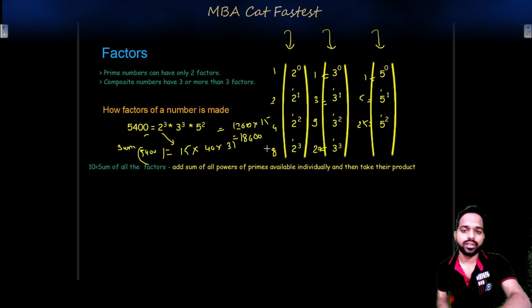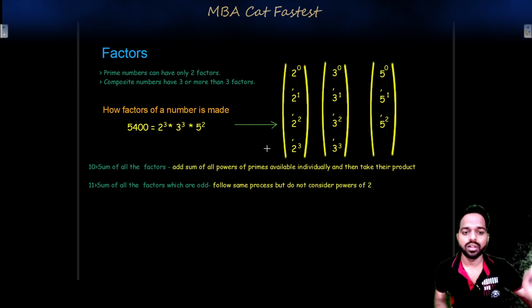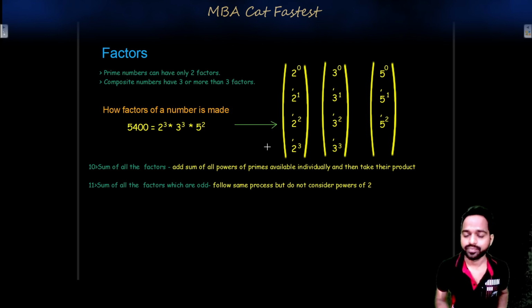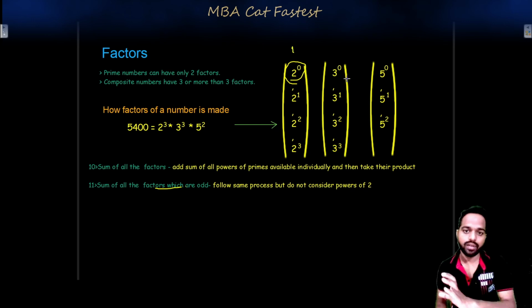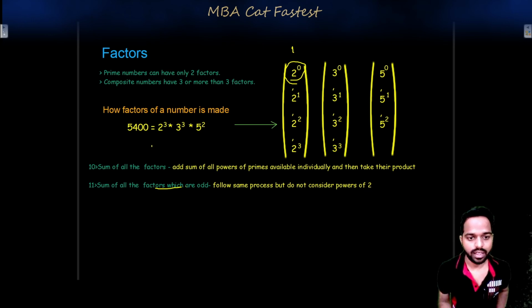Now let's say in another condition, the question is being asked to find the sum of all the factors of 5400 which are odd. What you do, from the bracket available for the power of 2, do not consider any power of 2, or else the number will become even. We wanted to find the sum of all the factors which are odd only. So we forget the value of 2 to the power of any other powers. We just consider 2 to the power 0, since it will make the factors remain odd, and we consider all the other factors as we have considered last time as well.